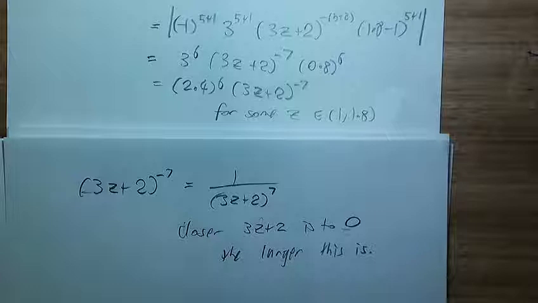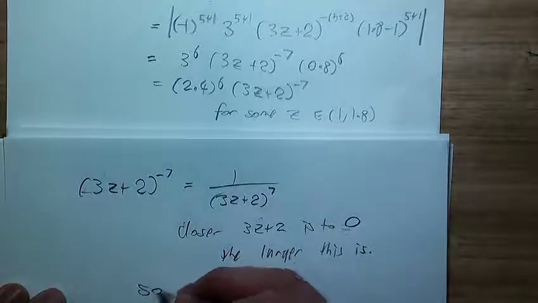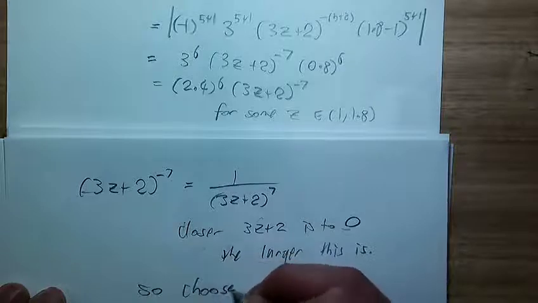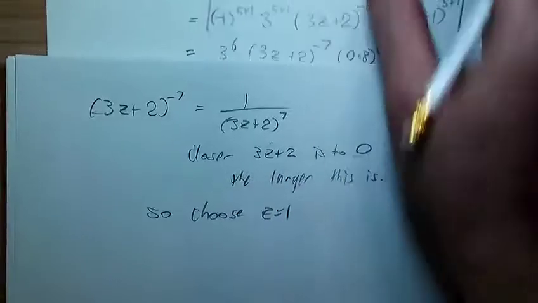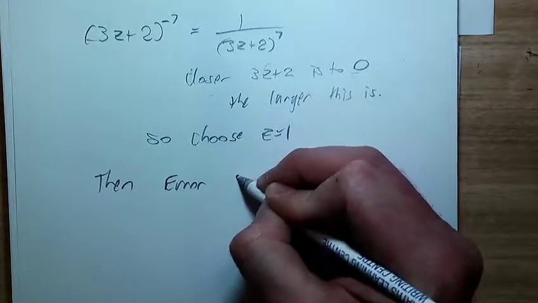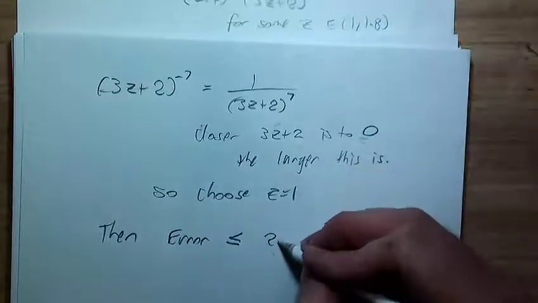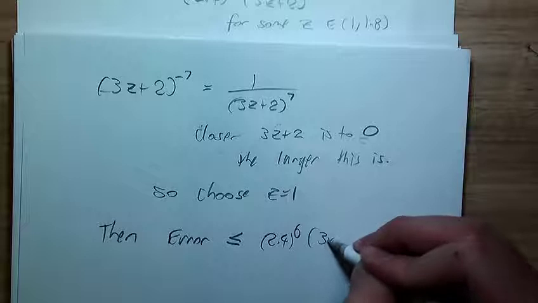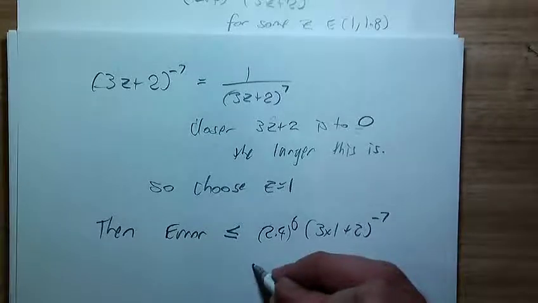And so we really need to figure out which number in there makes that the closest to 0. And the answer is z equals 1. So basically, if you've got something in the denominator, the closer the denominator is to 0, the bigger the answer is. So we need to make that as close to 0 as we can, and z being 1 will do the trick. So choose z equals 1, and then the error is less than or equal to 2.4 to the 6, 3 times 1 plus 2 to the minus 7, which is whatever it is.